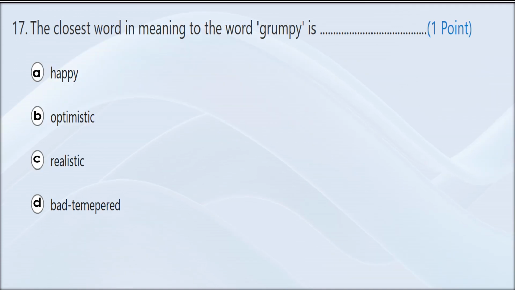Number 17. The closest word in meaning to the word grumpy is... Oh, I'm sorry. I'm not supposed to translate. Okay. The closest word in meaning to the word grumpy is happy, optimistic, realistic, bad-tempered. And here, this is a vocabulary question.